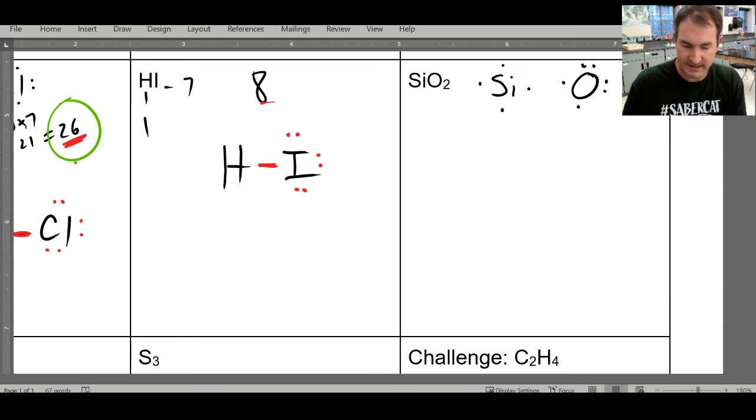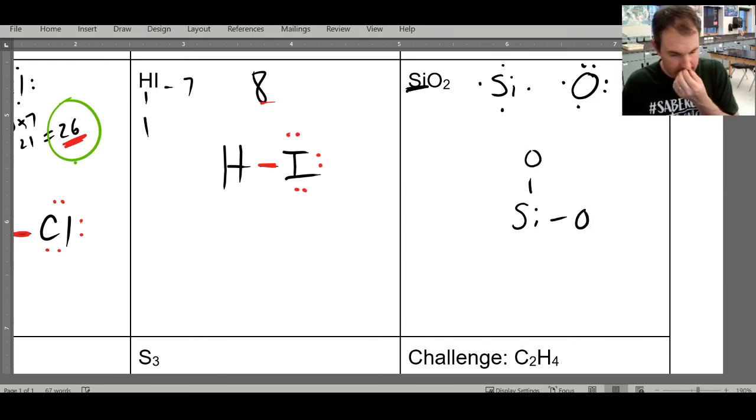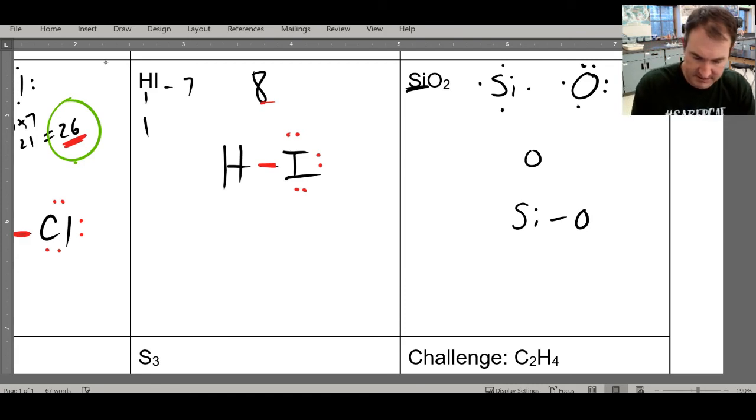So which one's our central atom? Again, silicon comes first. And it has 4 unpaired electrons, so it can share 4 times. That's a good indicator that it's going to be our central atom. Oxygen only has 2 spots that can share single electrons. And so we're going to put silicon in the middle and our oxygens here. Again, it doesn't matter how you orient the oxygen. It can go anywhere.